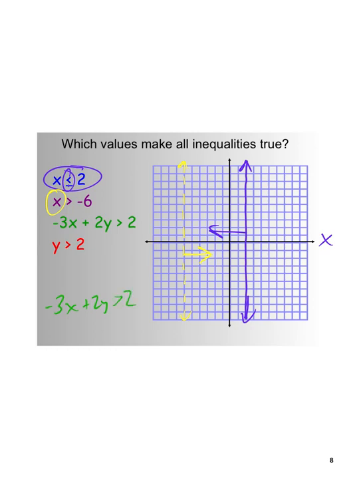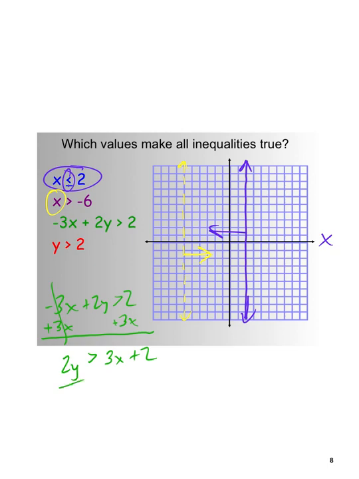I'm going to move my x to the other side. So right now it's a negative 3x, so I'm going to add 3x, and what's done onto one side must be done onto the other. So that gives me on my left side just 2y is greater than, and again, I'm going to write it in the mx plus b form here. So 2y is greater than 3x plus 2.